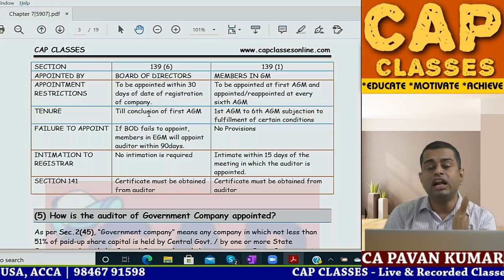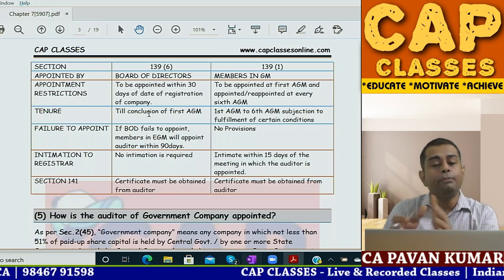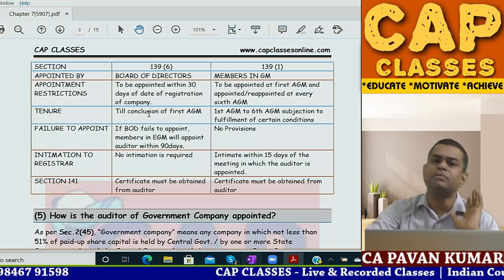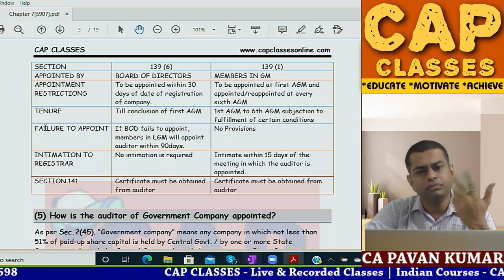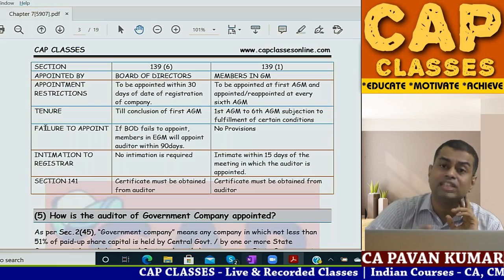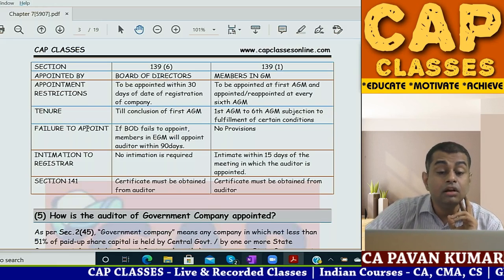Then what is the tenure? The first auditor will continue up to the first AGM. The subsequent auditor will continue up to 5 years, subject to some conditions like rotation of auditors or something else. Okay. And some qualifications are to be maintained. Some disqualifications are not to be attracted. These kinds of things. Failure to appoint.